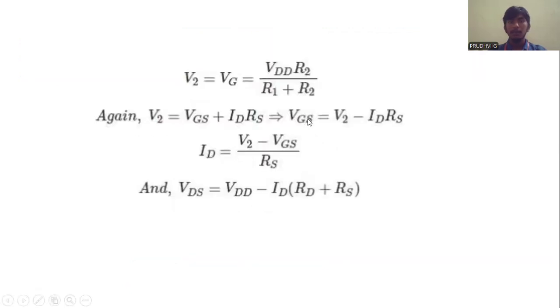Here's the calculation. VG equals VDD into R2 divided by R1 plus R2, with one more resistor which is in series with R1. And again, VG equals VGS plus ID into RS, so VGS equals VG minus ID into RS. The current through the drain is ID equals VG minus VGS by RS, the source resistor, and VDS is the potential drop, which is VDD minus ID into (RD plus RS), and that's the final biasing technique.